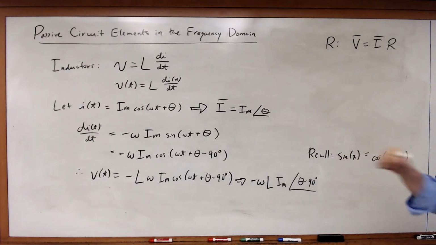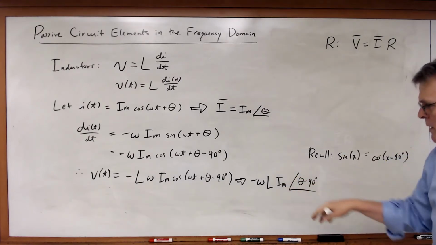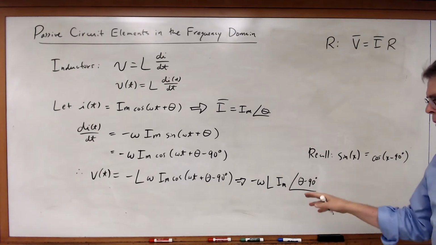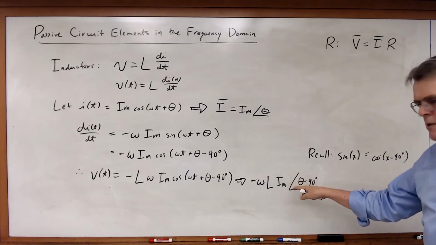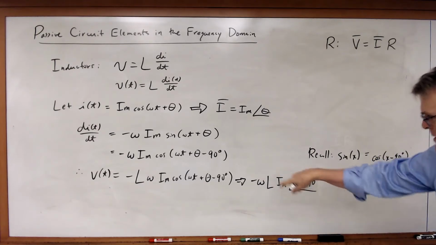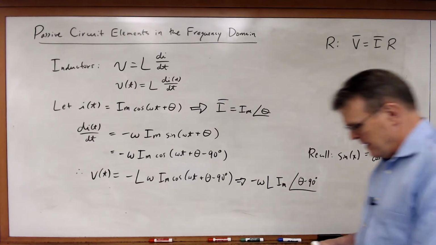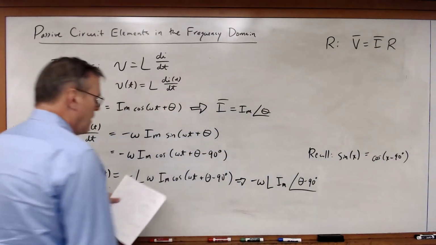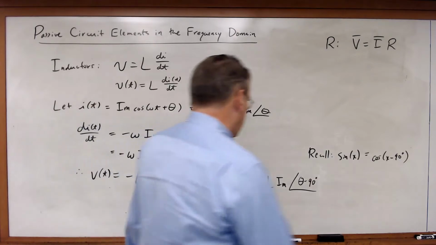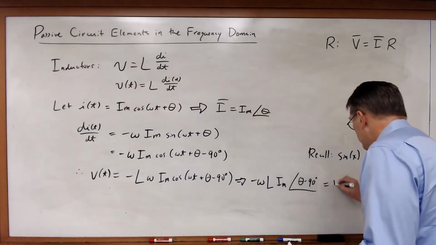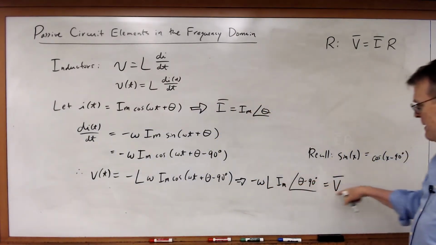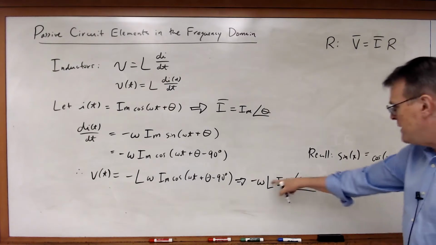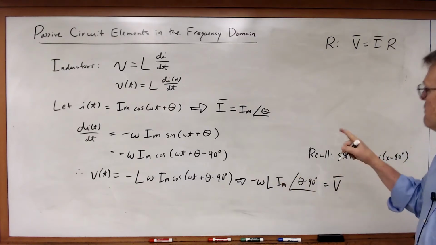Okay, now we're going to do a little bit of math to this. We're going to use the property of polar form complex numbers to decompose this expression I just did. I'm going to say that, and I should actually write that this is equal to V to be correct here. So V is equal to this expression. Let's rewrite this.